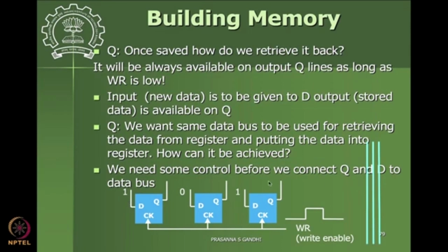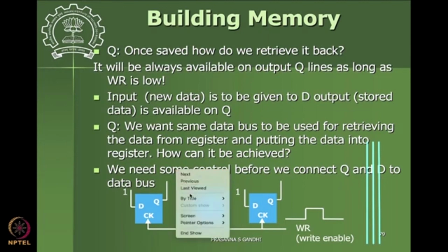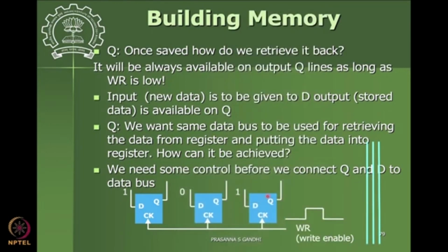But if they are both connected directly to the data bus, they are shorted. If they are shorted together, then they will not function well. The value will be messed up with the feedback, or some other circuit effect will happen there. So we want to have control over whether the value is to be stored into the register, or the value is taken off the register and given to the data bus.